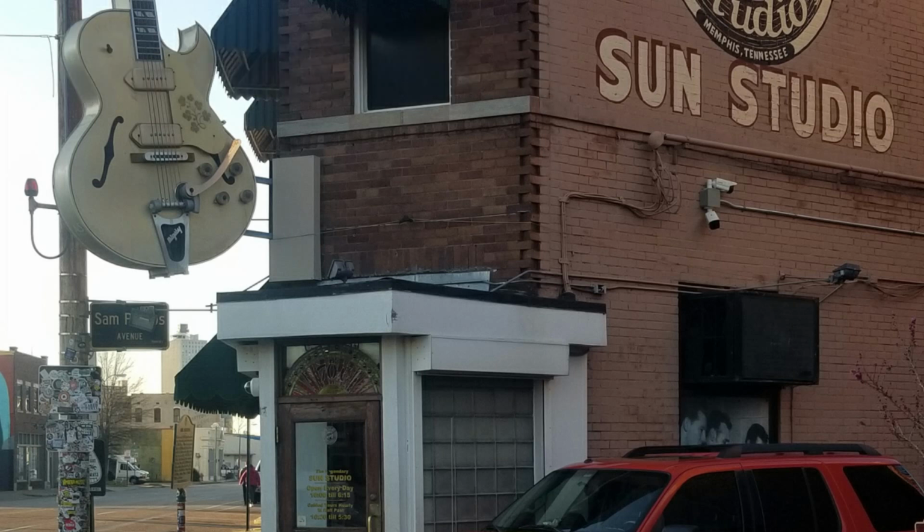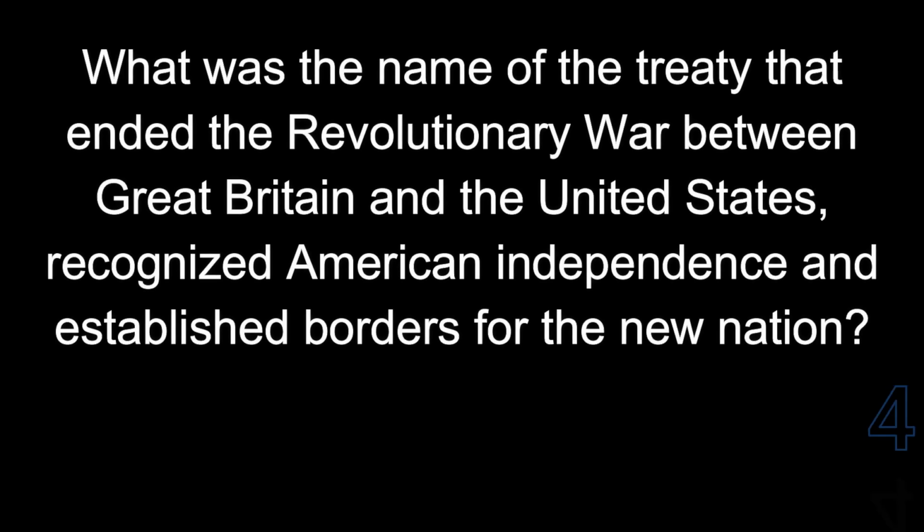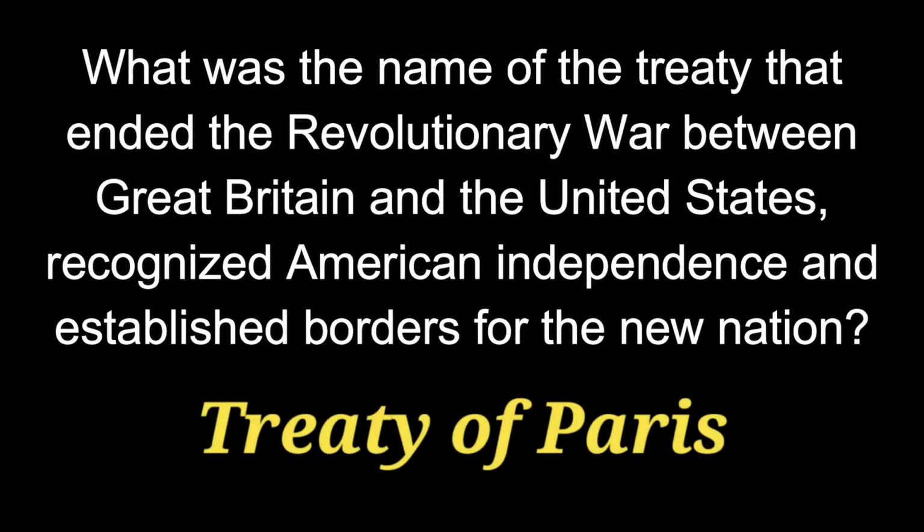Question 20. What was the name of the treaty that ended the Revolutionary War between Great Britain and the United States, recognized American independence, and established borders for the new nation? That document was known as the Treaty of Paris.